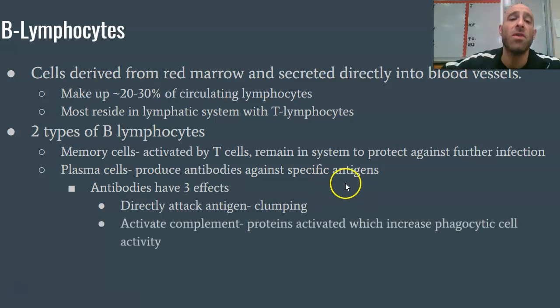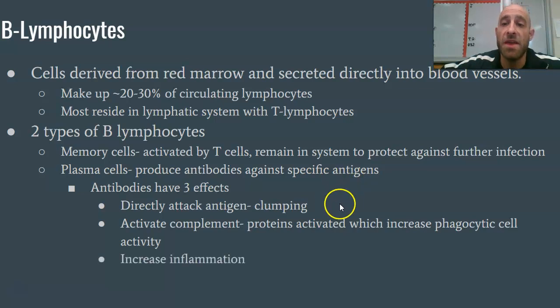The second thing is called activate complement. And it sounds like a weird phrase, but basically what it means is it activates these proteins on the cells, which allows the phagocytic cells, the neutrophils, the macrophages, to be able to do a better job. Basically, it just slows them down so that the phagocytic cells can go after them and get rid of them. And then finally, they also increase inflammation. And with increased inflammation, you get more cells to the area to fight it off, and you're going to have a better immune response with inflammation.